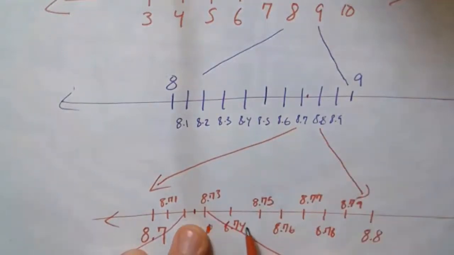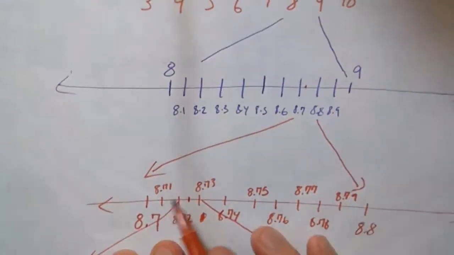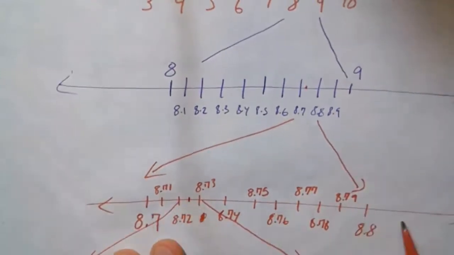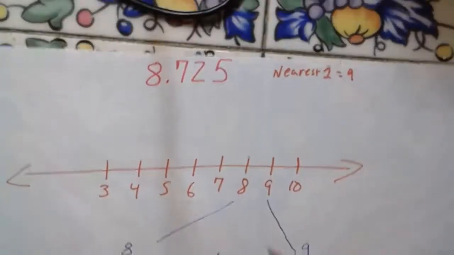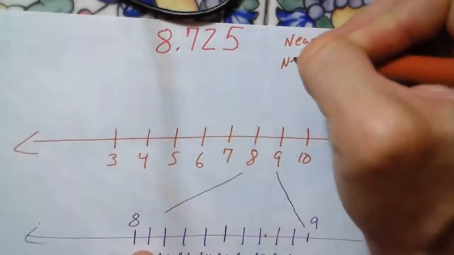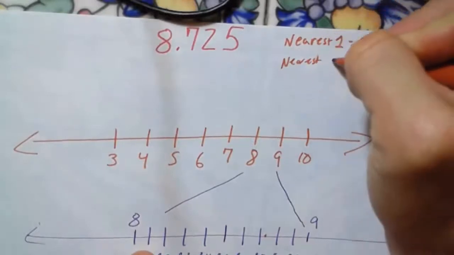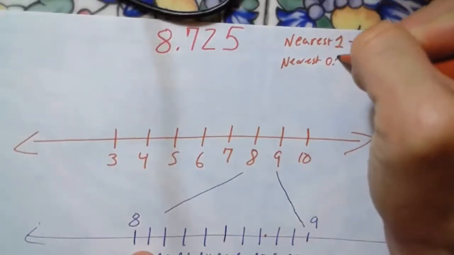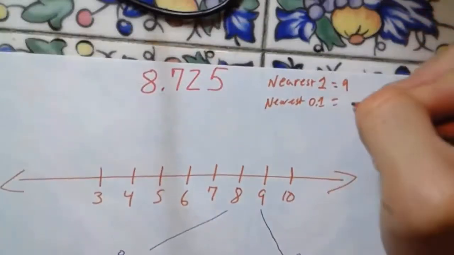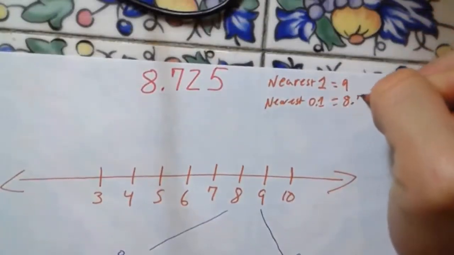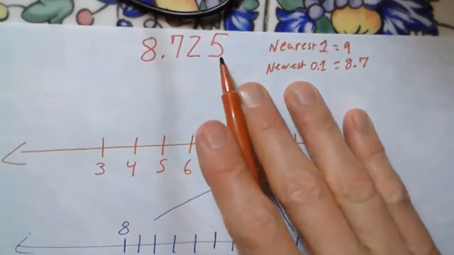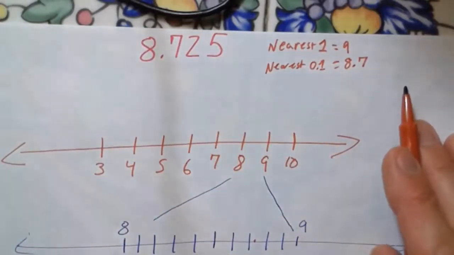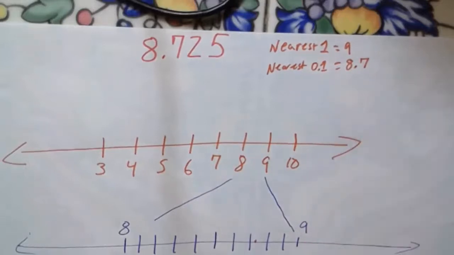So if I'm looking at these tenths, is my number closer to 8 and 7/10, or is it closer to 8 and 8/10? Way closer to 8 and 7/10, right? So if I'm rounding to the nearest tenth, that's going to be 8 and 7/10. Now I don't have to write anything else. These are now zeros, and I don't have to write the zeros, right? This is just 8 and 7/10.